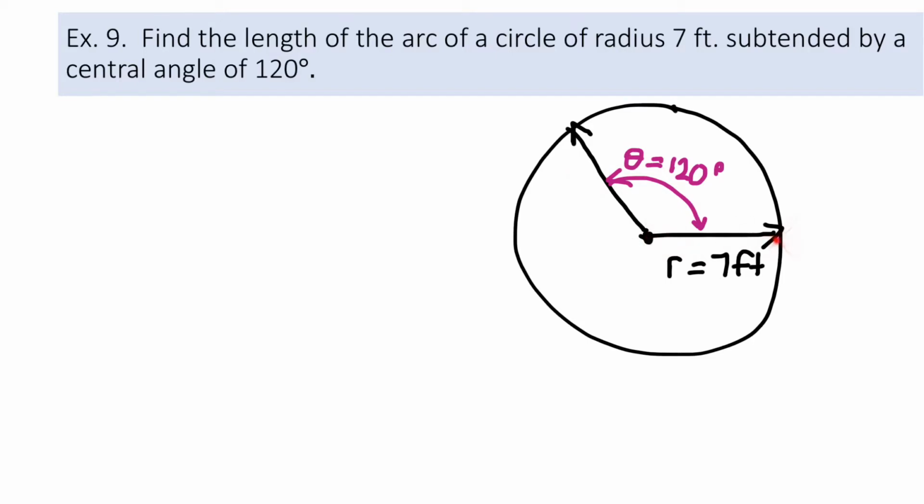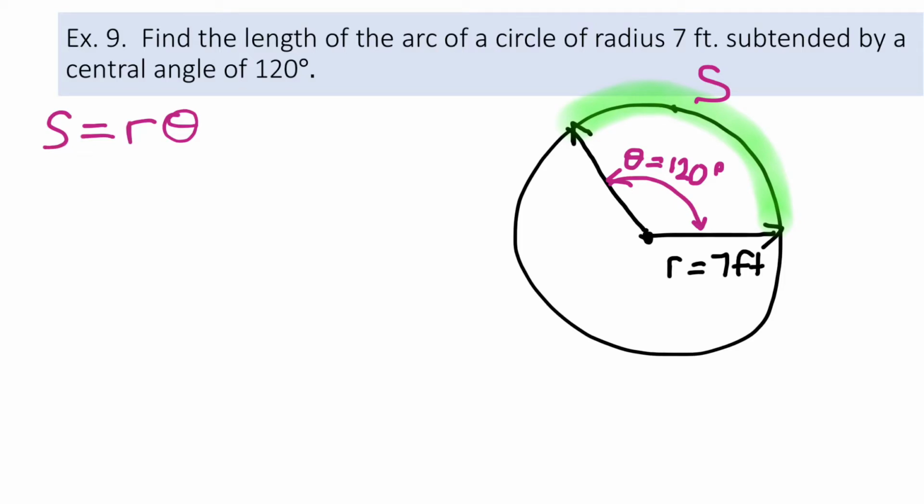So if I take this as 0, I'm going to go 30 degrees past 90. This is a rough sketch. This angle right here is 120 degrees. So I'm looking for the length of my arc here. That would be my S, subtended by a central angle of 120 degrees. Now our formula is arc length is equal to R times your angle, which subtends that arc. And we need to be working in radians.